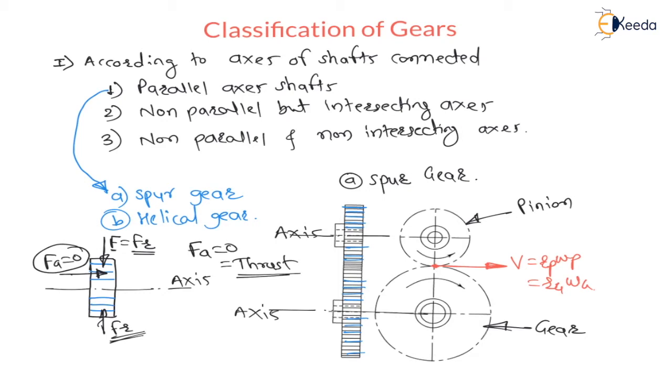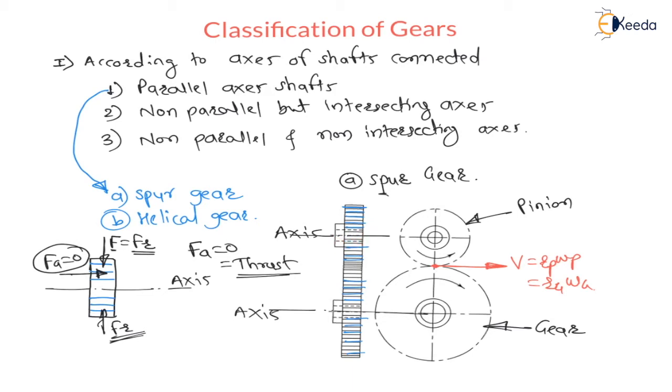Hence, the main points regarding spur gear are: number one, there is a rolling motion, that is, one gear is rotating and the other is also rotating. And the teeth are cut straight and parallel to the axis. But the disadvantage is that there are impact stresses.